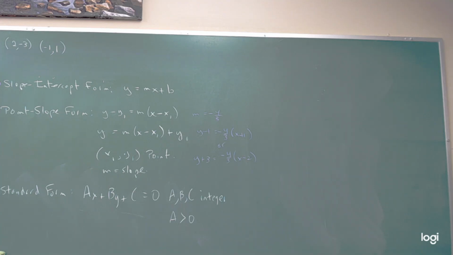Seven-thirds over there for the y coordinate, for the y-intercept. Wait, isn't that supposed to be negative though? I think you're right there. Yeah. Let me check here.